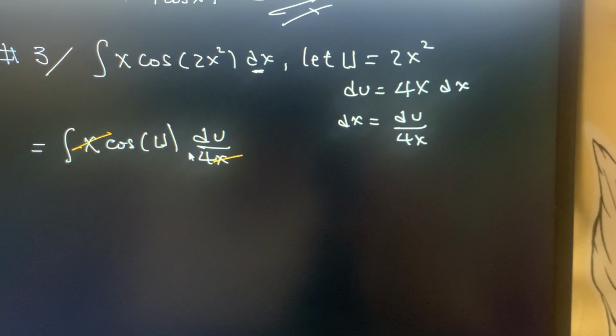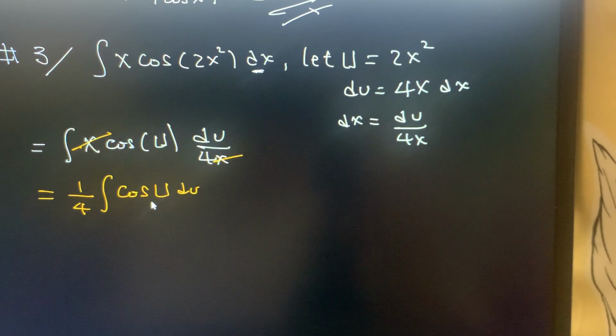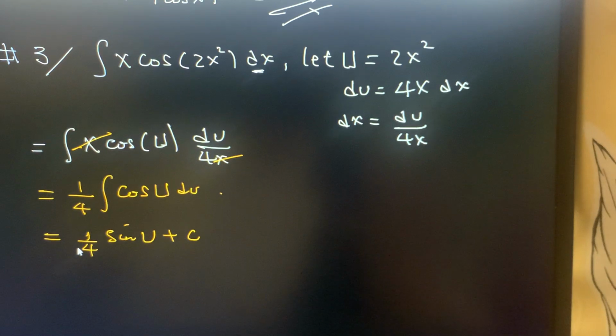So that means I have now 1 over 4. That 1 over 4 can go to the front of the integral, because that's a constant, I can pull it out. So 1 over 4 cosine of u du. What is the integral of cos u? Remember, the integral of cos u is sine u. So this is equal to 1 over 4 sine of u plus a constant.